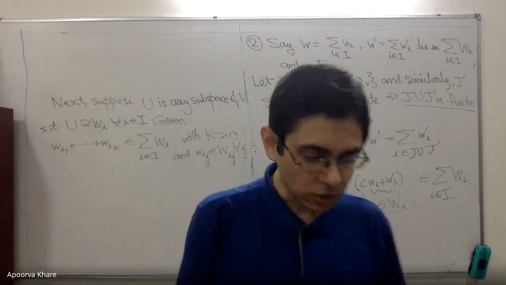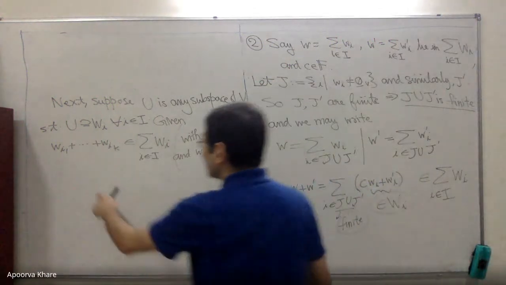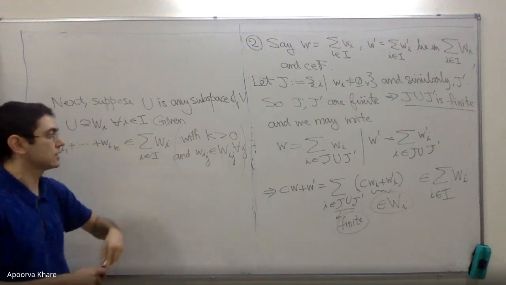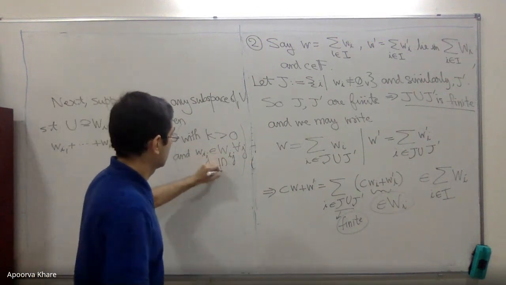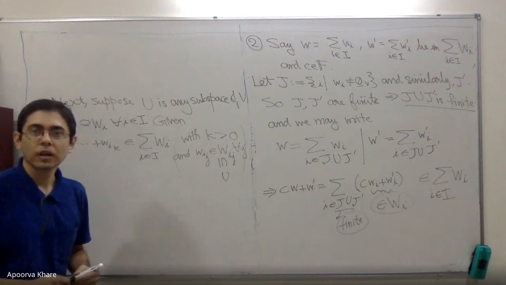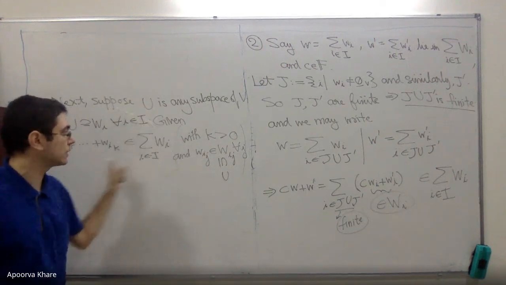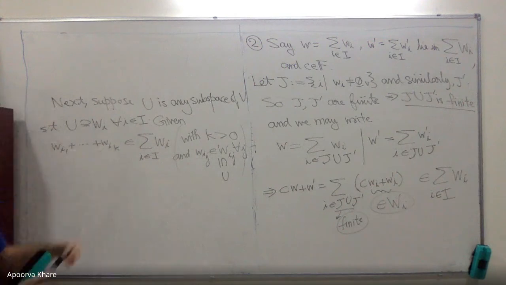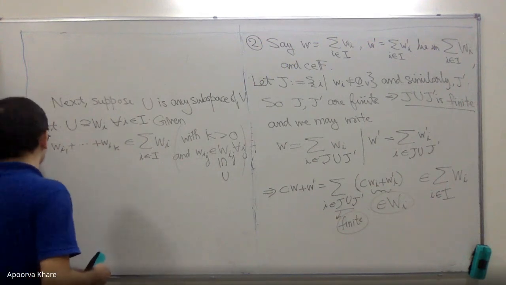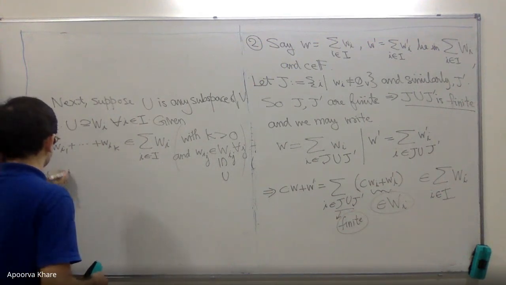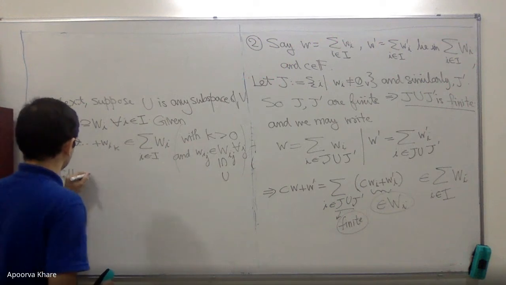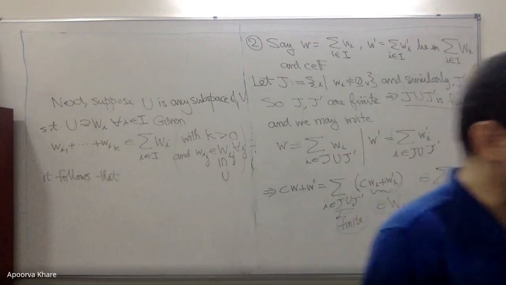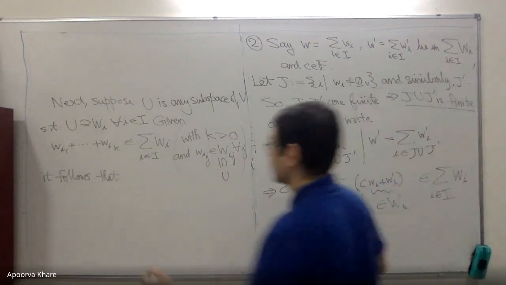But that is also easy because I know that each of the individual guys lies in their respective component, which lies in U. And U is a vector subspace, so it must be closed under addition. So if you have all these vectors lying in U, then their sum lies in U. It follows that their sum lies in U. And therefore we are done.